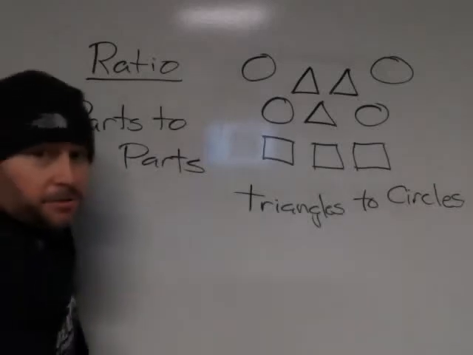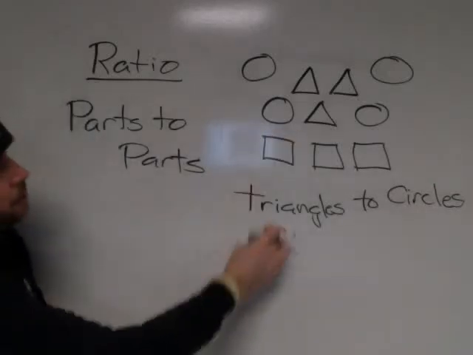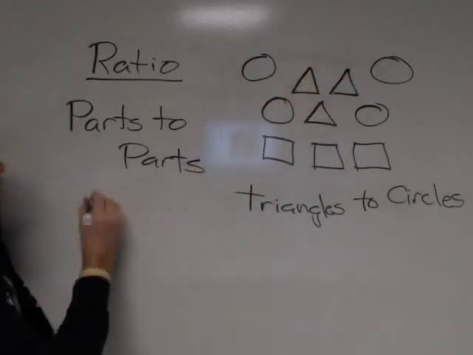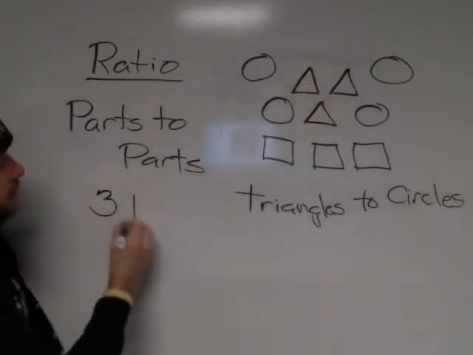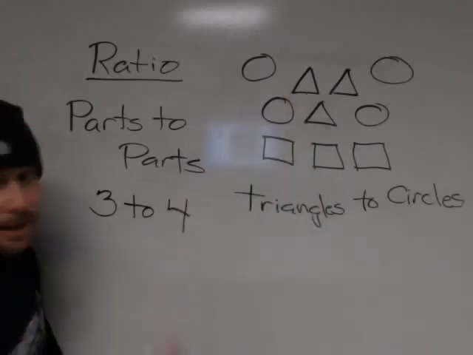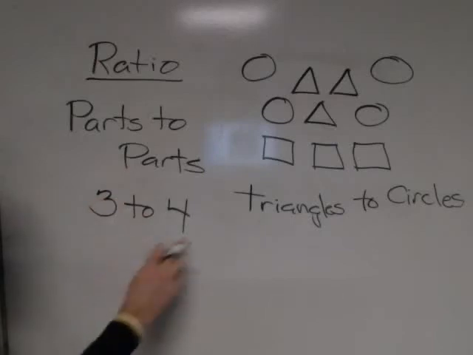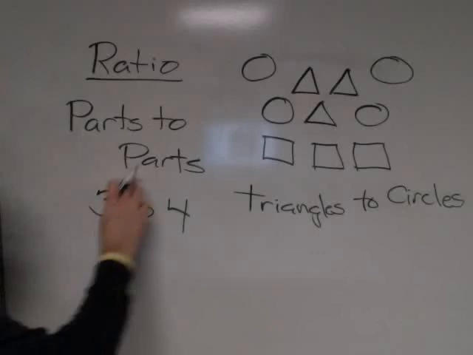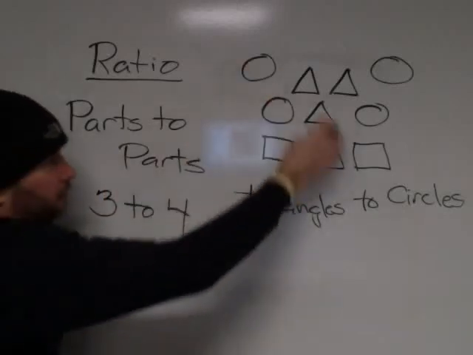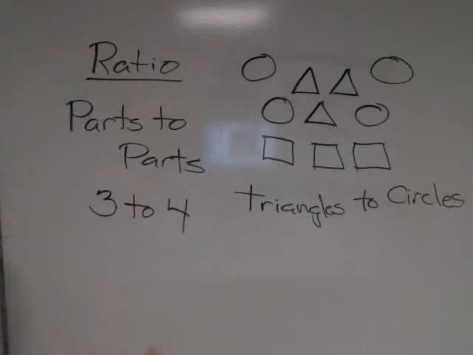Okay, triangles to circles. So if we do that, we'll take our triangle number. We have 1, 2, 3. So we're going to say 3, 2, 4. Okay? And so you can see that we have 3 of the triangles and 4 circles. This is a parts to part. These are both parts in the group. All right? And then we could do another example of that.